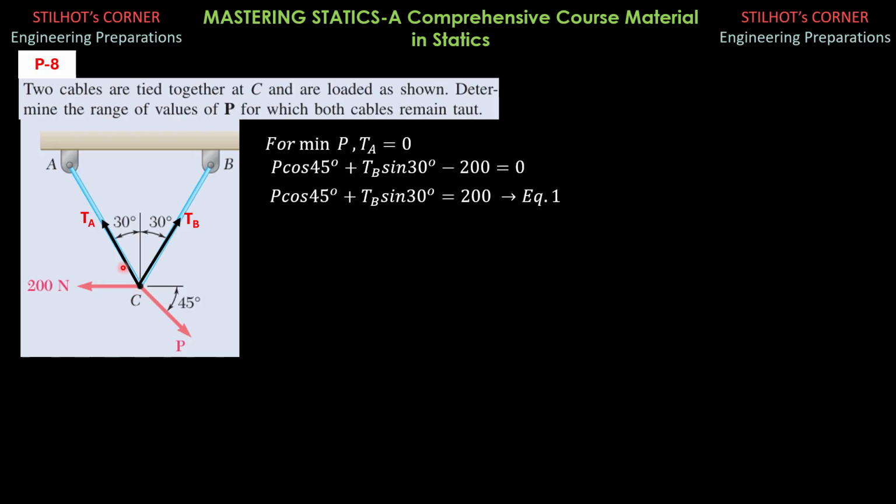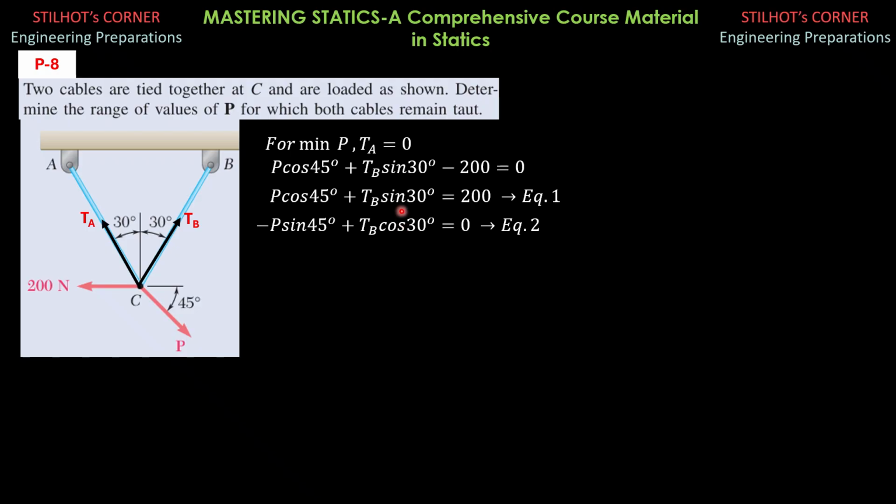Then for the second, for maximum P, take note that T sub B should be 0 and P will only resist tension at A and this 200 newton to be maximum. So summation forces Y, you can also have summation forces X if you want. So negative P sine of 45 downward, then plus y component of tension at A, which is T sub A cosine of 30 degrees equals 0.